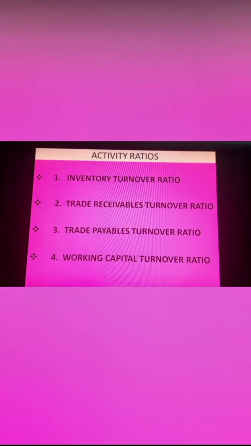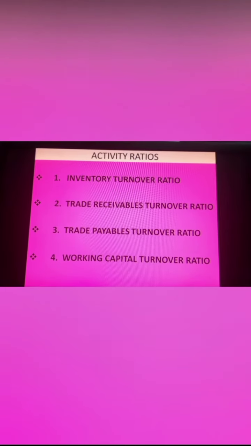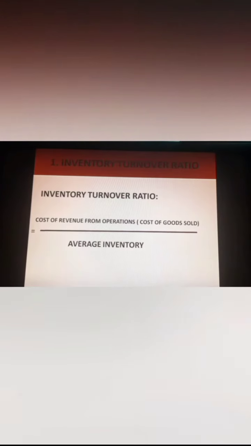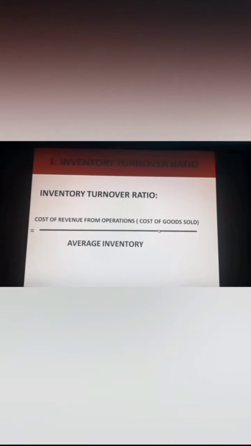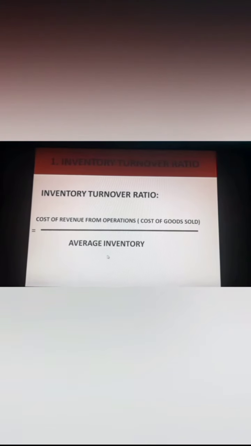There are four types of activity ratio. They are inventory turnover ratio, trade receivables turnover ratio, trade payables turnover ratio, and working capital turnover ratio. The formula to calculate inventory turnover ratio is cost of revenue from operation or cost of goods sold divided by average inventory. We have already discussed this formula, and we saw that it is expressed in the form of times. Now how to calculate cost of revenue from operation? Here are some formulas given to you.